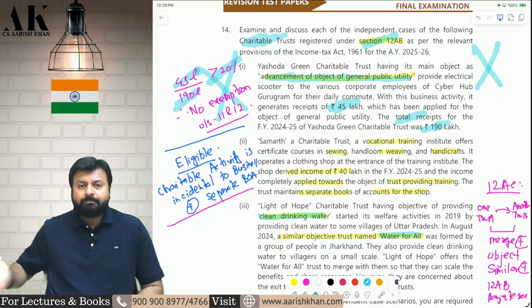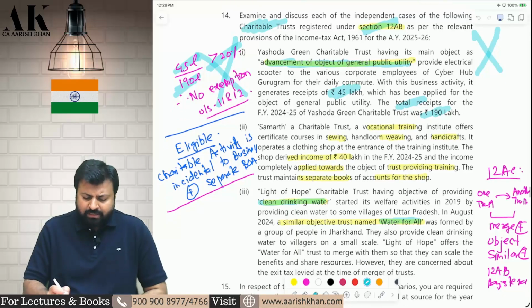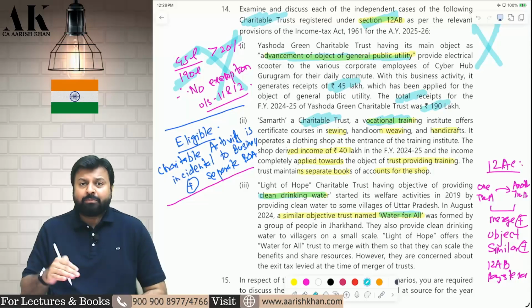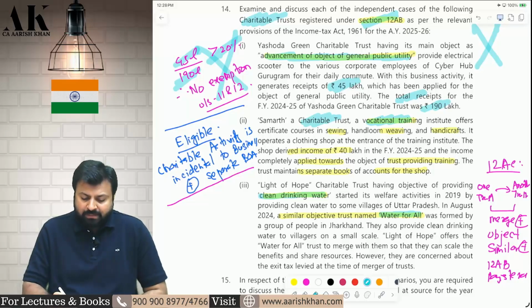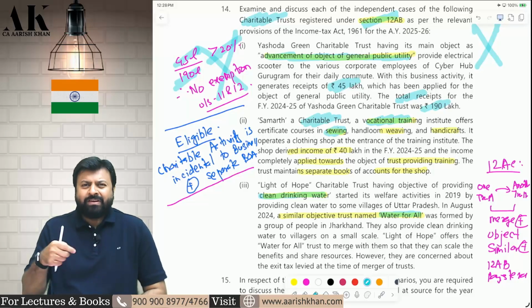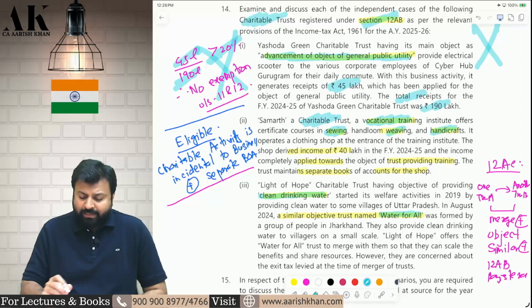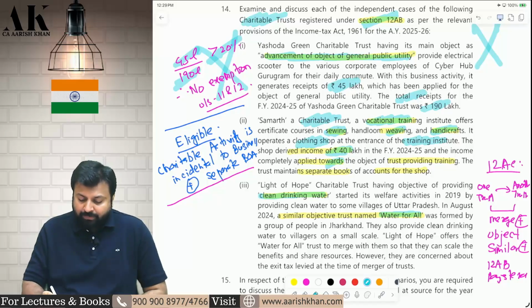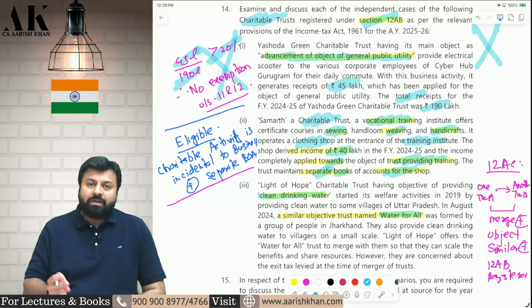Second question. Good question, intelligent question. There is a charitable trust which is engaged in vocational training. They are providing some training. They have a training institute. They are providing some certificate courses for sewing machines, for handloom weaving, for handicraft. At the same time, this charitable trust also has a clothing shop at the entrance of the training institute. The shop derived 40 lakhs from sale of clothes, and whatever money they have derived, they are using for the purpose of training. They are maintaining separate books of accounts for the shop.